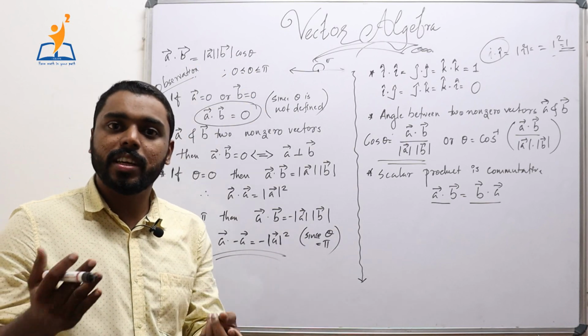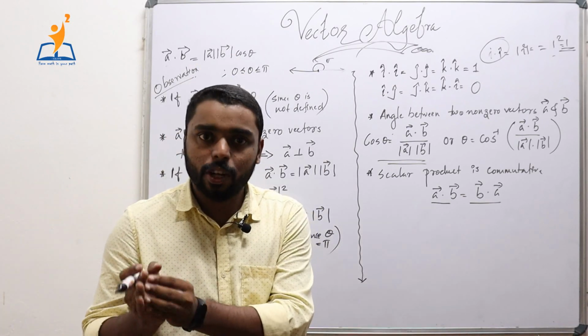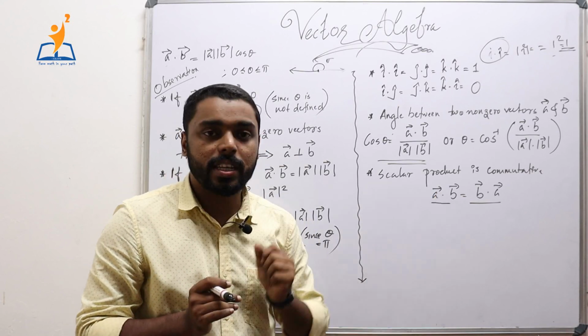Because the angle between them is never changing, mod A into mod B is the same as mod B into mod A. So the scalar product is commutative.